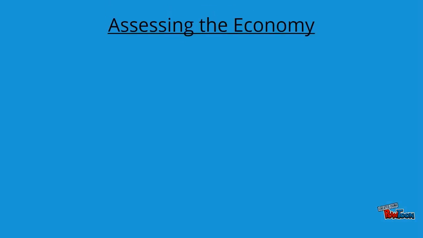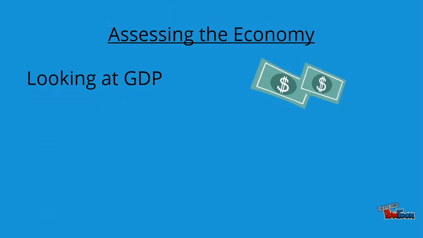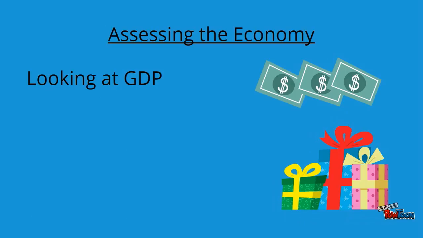So how do we know if the economy is doing well or not? We assess the economy in a variety of ways. Some of the more popular methods include looking at GDP, or gross domestic product, which tells us the value of all goods and services produced. The higher the GDP, the more value that's being created, and in general, the better the economy is doing.